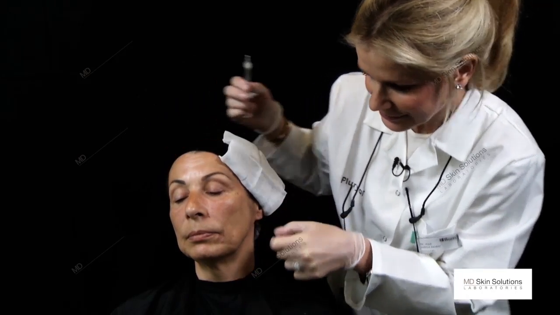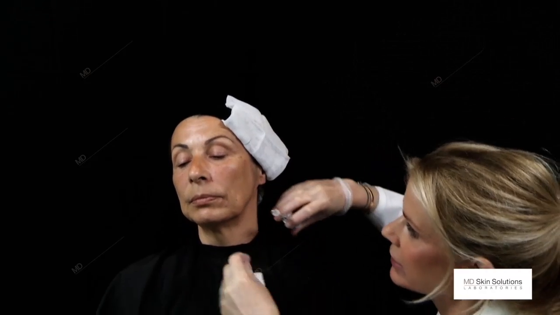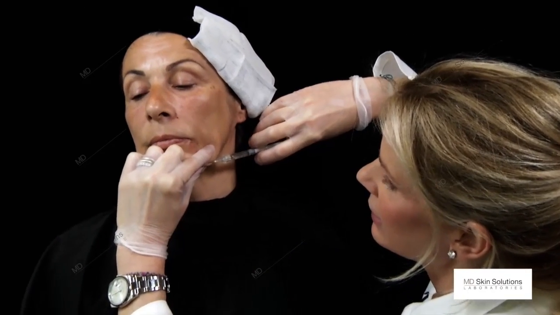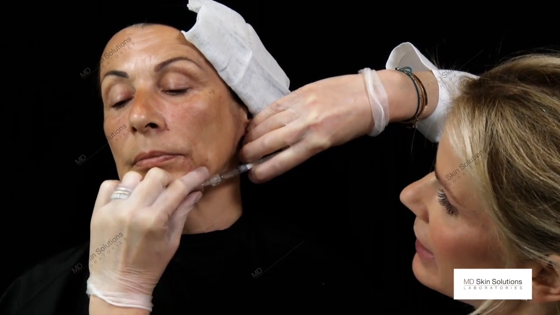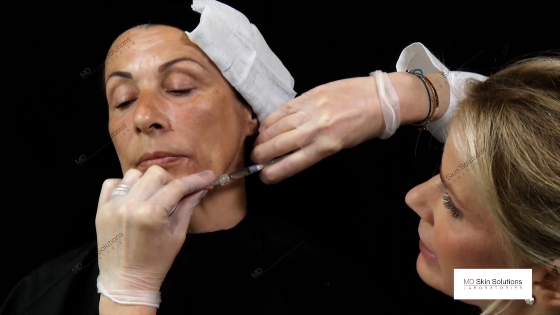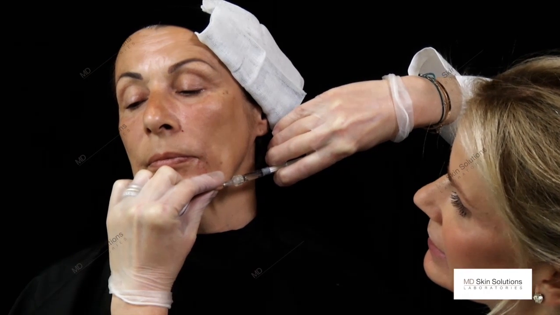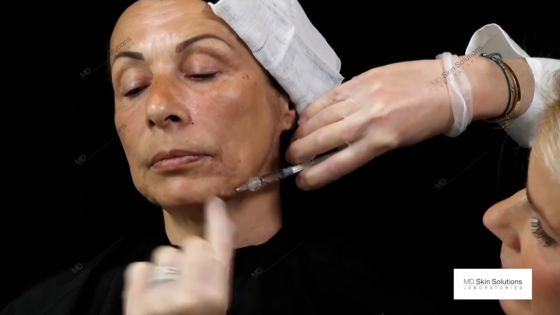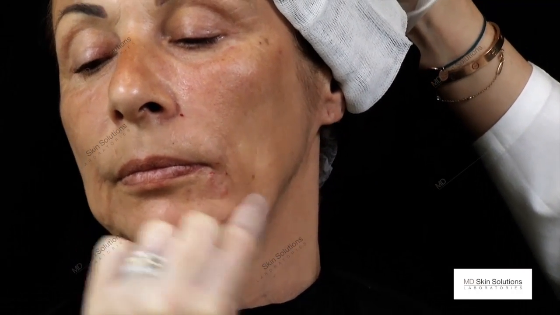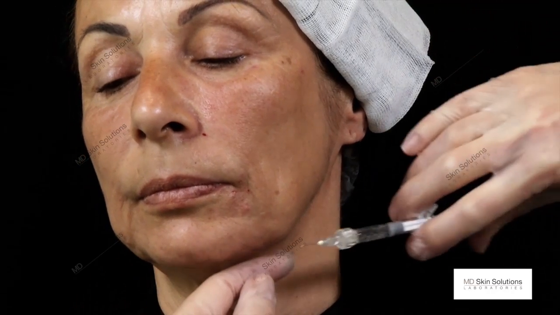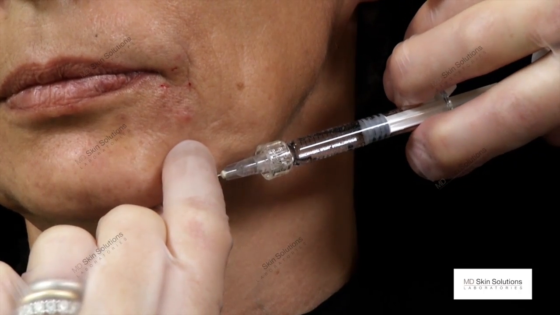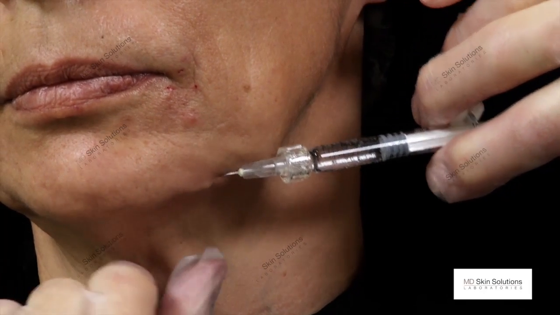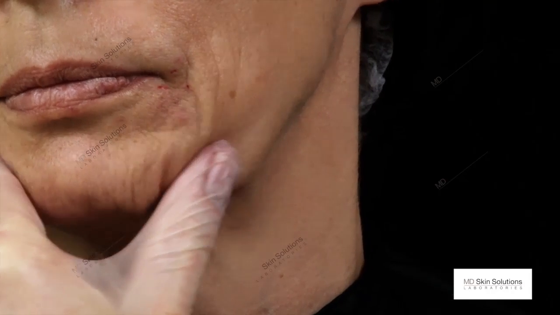lateral area here. So I will go in a fanning way, in a linear threading fashion, and pinch the skin in order to get the filler placed exactly in the subdermal area. See how the filler goes precisely to the area to be injected, and it's nicely moldable. And the second one up to the chin. It's nicely moldable.